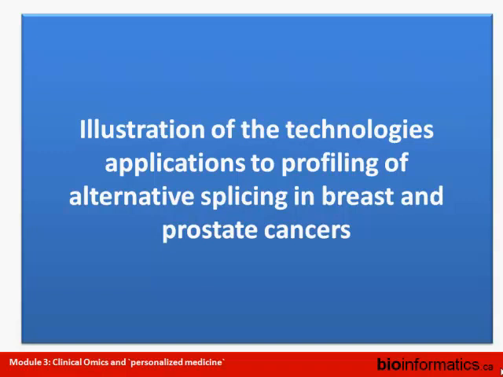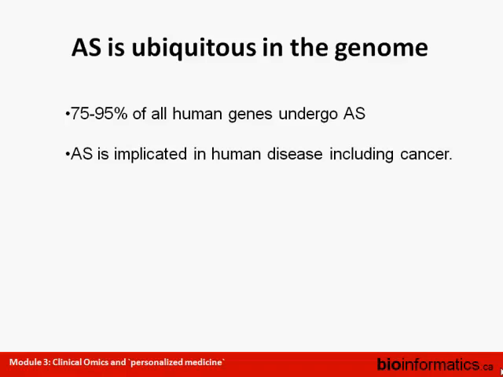Now I'm moving on to the illustration of application of these technologies to the profiling of expression, and in particular splice variants, alternative splicing, with the illustration of splicing repertoire profiling in breast and prostate cancers. Before I do that, I will give you a very short introduction, just as a refresher, on what alternative splicing is. It's ubiquitous in the genome. Probably almost 100% of all human genes undergo alternative splicing in a tissue- and condition-specific manner.